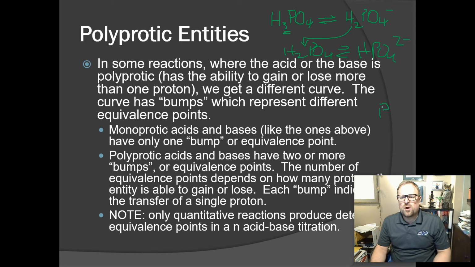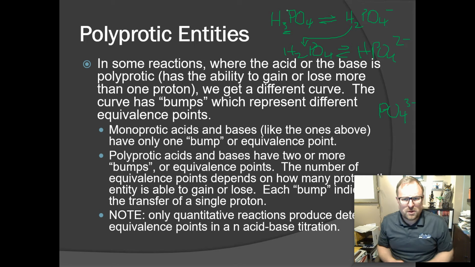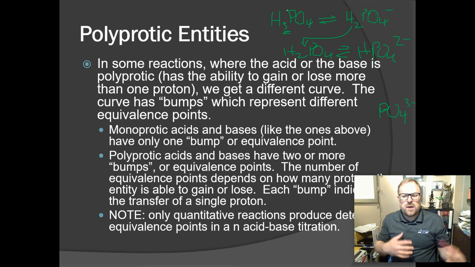Speaking of PO4, PO4 is a polyprotic base, okay, meaning that it has the ability to accept more than 1 proton. It can actually accept 3. It can accept 1 to turn back into this, and accept another one to turn back into this, and accept another one to turn back into that. So we have the ability to be polyprotic in many cases, the ability to donate or accept more than 1 proton.